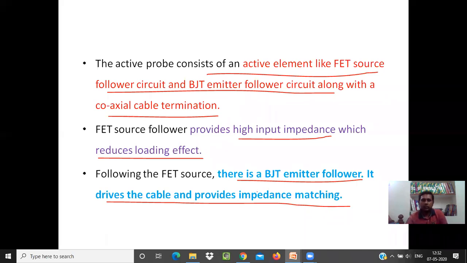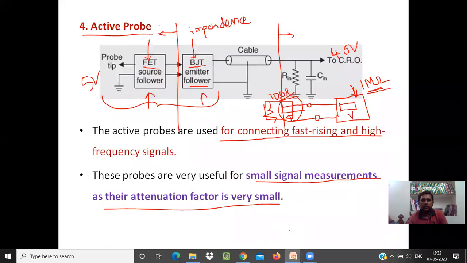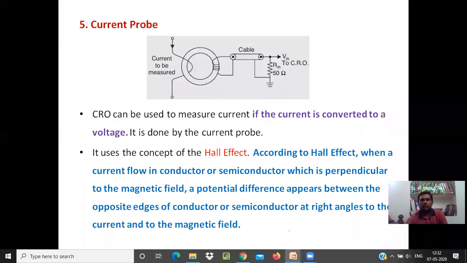In this class, we studied the two types of probes: high impedance and active probe. There are some more probes also, such as the current probe, but it is not in your syllabus. The current probe simply converts the current of your circuit point into a voltage, which is then connected to the CRO. This is not in your syllabus. If you want to know about it, you can go through it. Otherwise, you can just leave it, right?